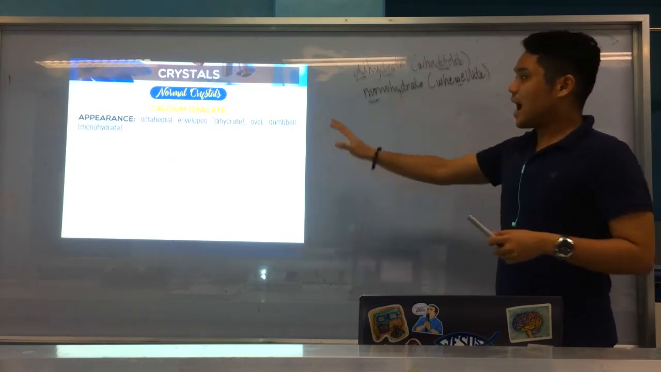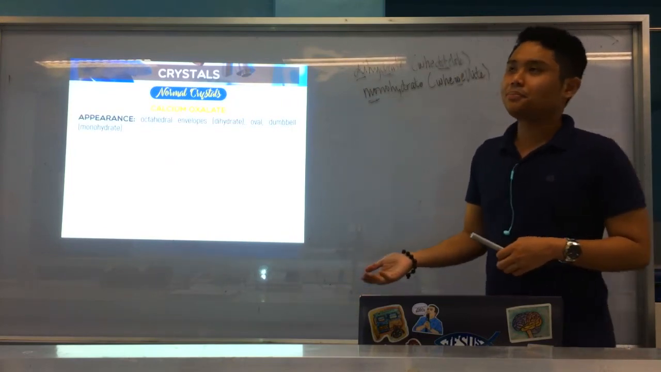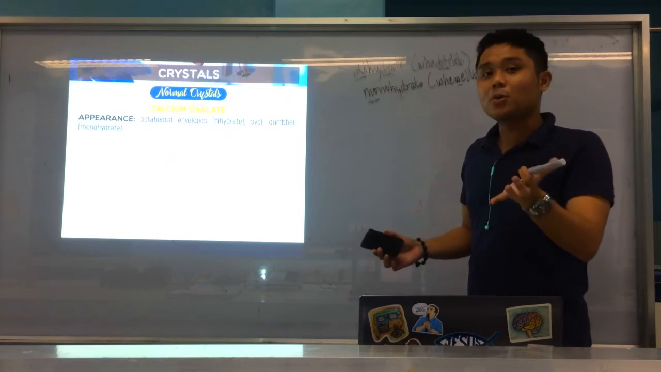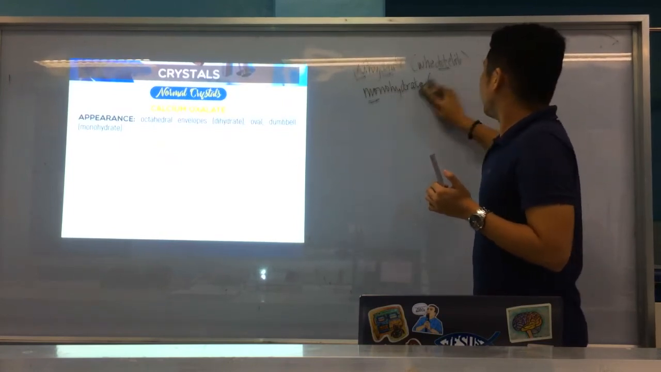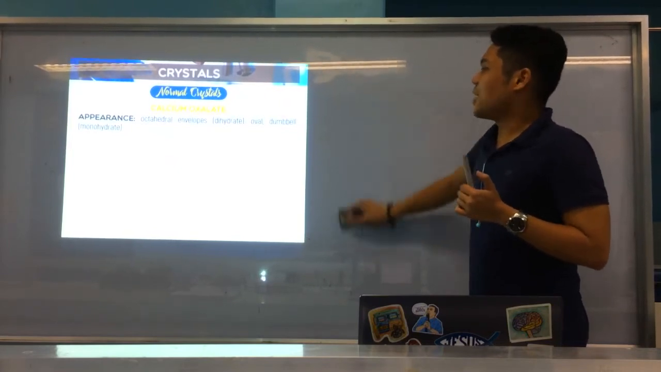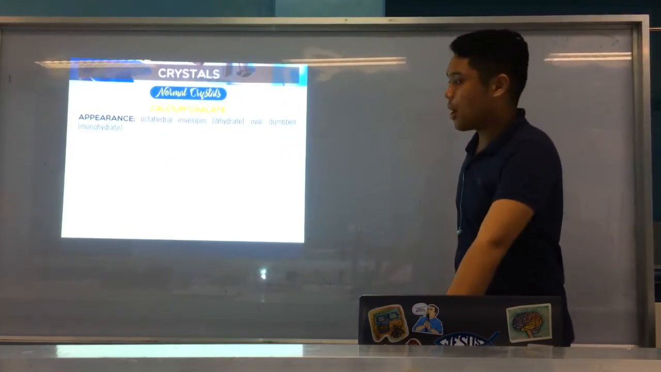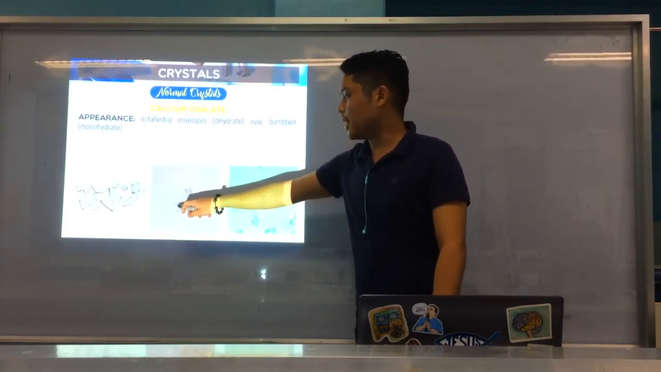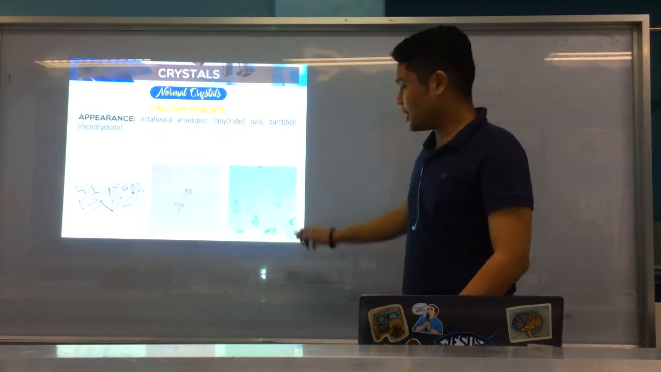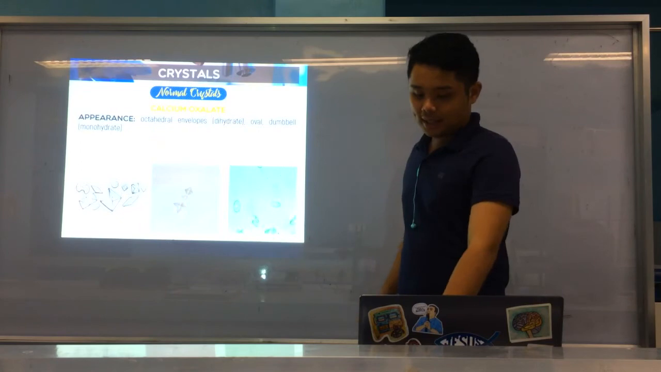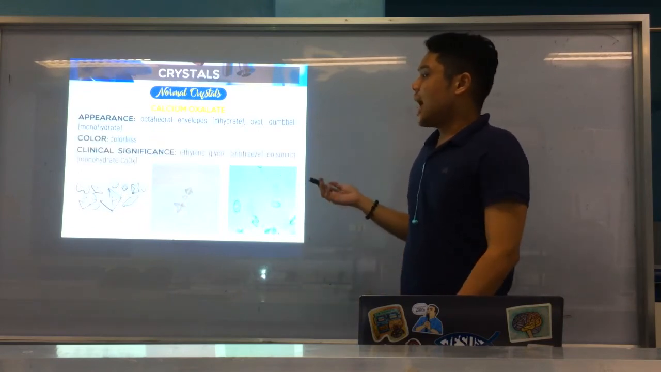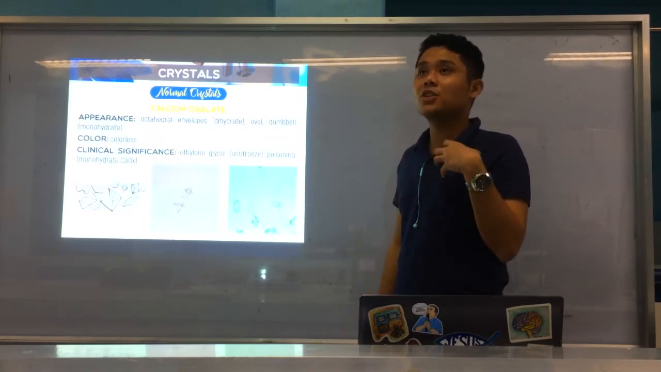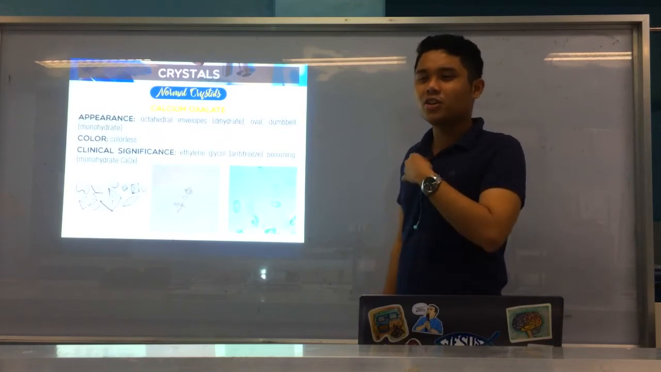So again, CaOx is very significant for its distinct shape. If dihydrate, the most common is the envelope shape. And oval or dumbbell is the monohydrate, or whewellite. Here are example pictures, very amazing. This is the most common, the envelope-shaped weddellite or dihydrate, and this is your monohydrate or whewellite. Now, what is its significance? Usually the color is colorless, and its significance is ethylene glycol poisoning. Ethylene glycol is usually found in anti-freeze, like in a refrigerator.